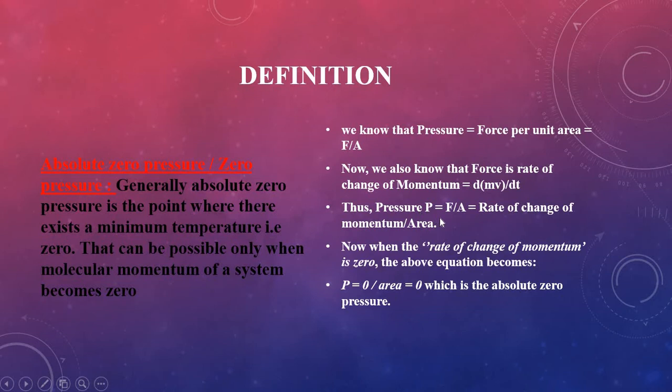So thus pressure is equal to F by A. The F is replaced by the rate of change of momentum, so it will be divided by area. And if it is mentioned in the definition that molecular momentum of a system becomes zero, so if the rate of change of momentum is zero, P will be equal to 0 divided by area. So this is zero, which is absolute zero pressure. Actually, absolute zero pressure is the reference line for all the pressure. So for the absolute pressure, okay.